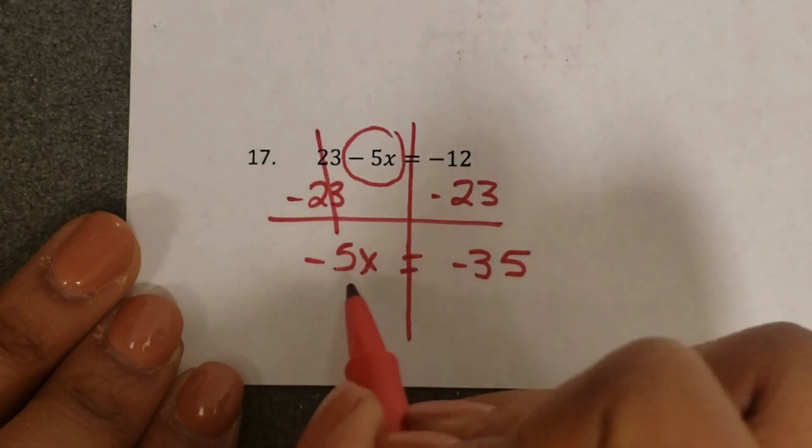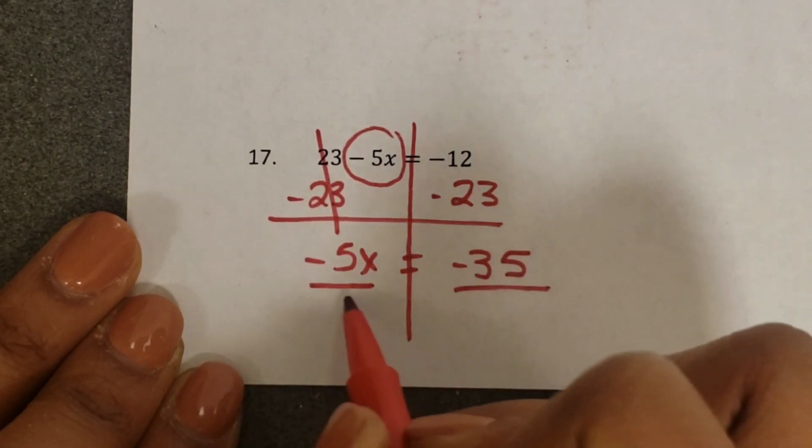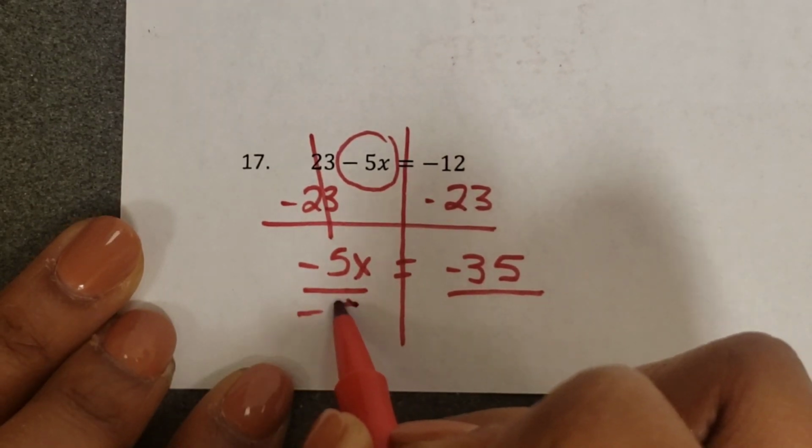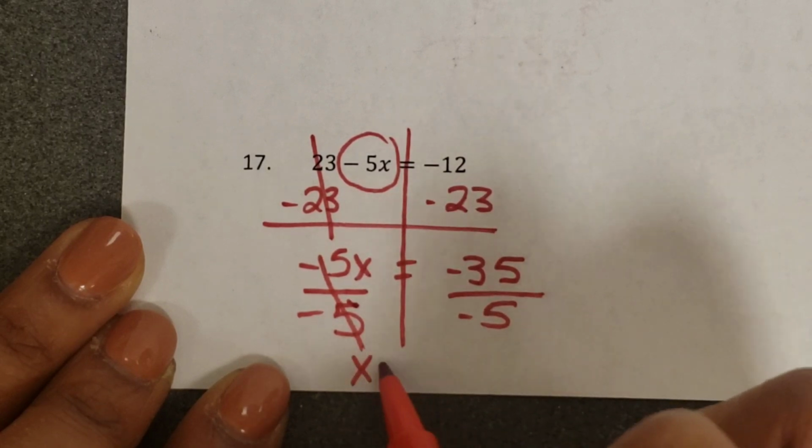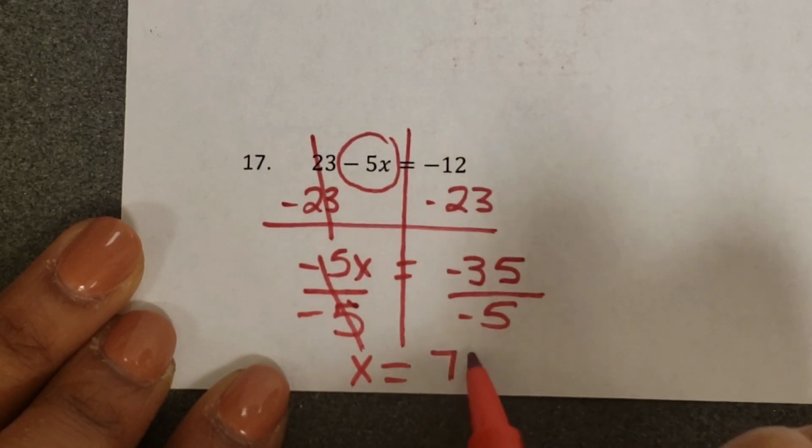So from here, I need to get X by itself. They're multiplying, which means we're dividing. I'm going to divide by -5 on both sides, and I'm going to be left with X equals +7.